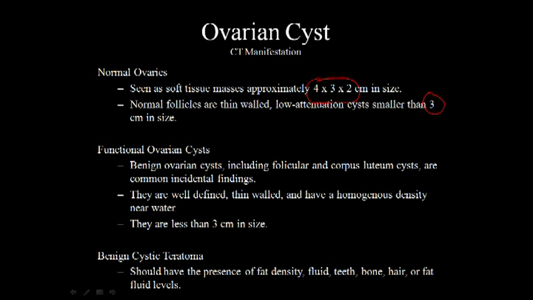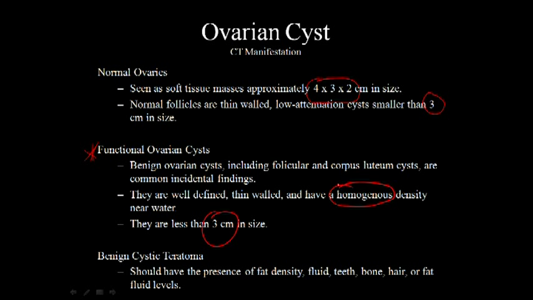Functional ovarian cysts are benign ovarian cysts, including follicular and corpus luteum cysts, and are common incidental findings. So this is going to be your most common incidental finding. They're well-defined, thin-walled, and have a homogeneous density near water. They're less than 3 centimeters in size, so they're going to be quite small.